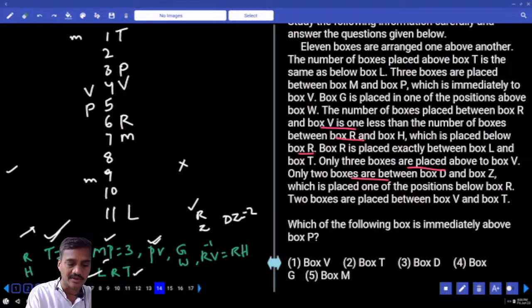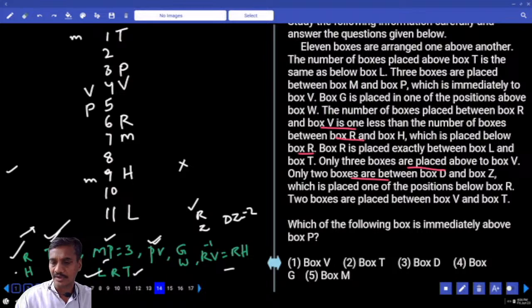R and L. Now this H is below this one. R and V, R and H. R and V, there is only one box, and this one box is lesser than R and H. Hence in between R and H there must be exactly two boxes, and H is below this R. Then next one, R and V and R and H.